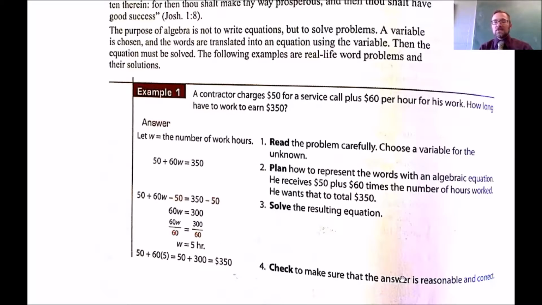And then you check to make sure that answer is reasonable and correct by plugging it back into the equation you first had. You check and make sure that it works out to 350. That's how you check and make sure you got it right. That will indeed give you perfect scores on the quizzes if you take time to check.